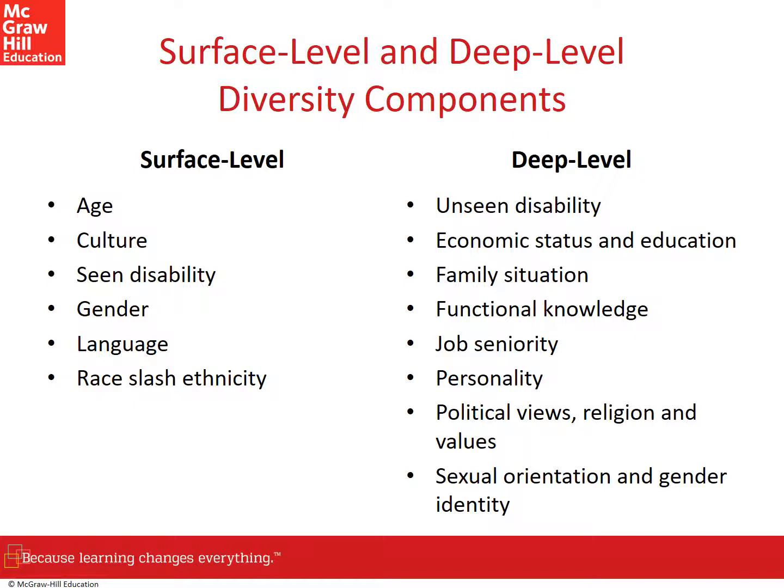So here are some examples of surface level, and here are some of deep level. So with deep level, we have an unseen disability, economic status and education, political views. It could be sexual orientation and gender as a deep level, and functional knowledge.